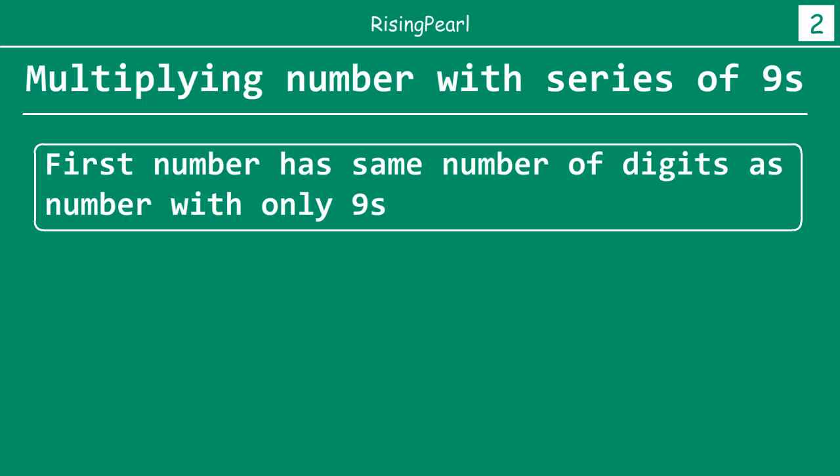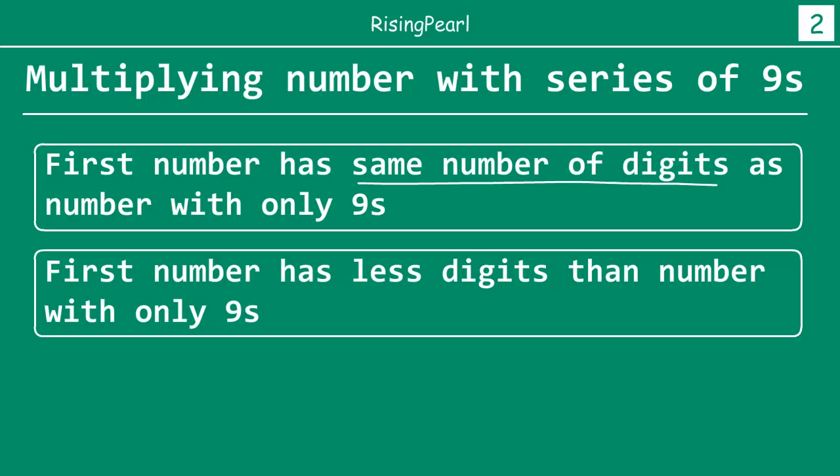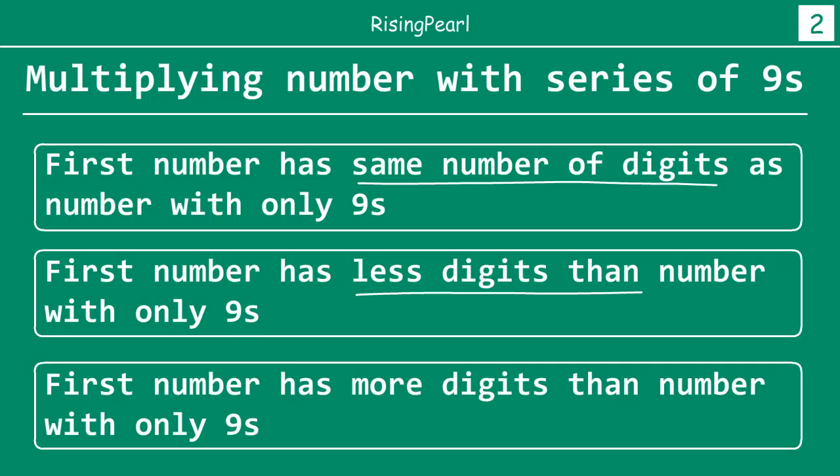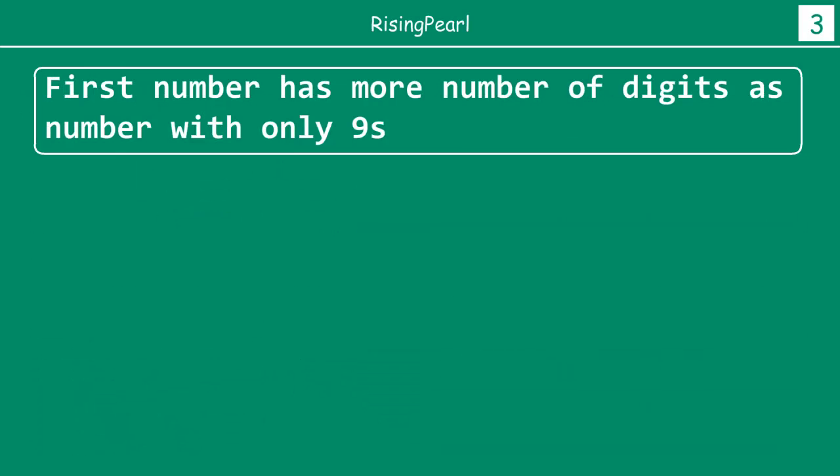In other words, we have already talked about the first number or random number having the same number of digits, and that video link is provided in the upper right side corner. Also we talked about the first number or the random number having fewer digits than the number with nines. We have talked about that earlier as well, and that video link is provided also. So today we are going to be focusing on the scenario where our first number or the random number has more digits than the number with nines.